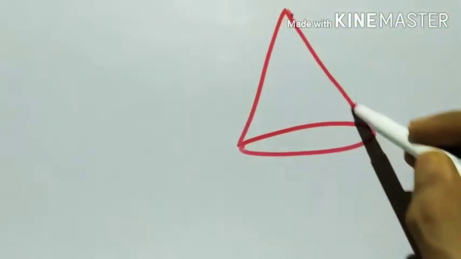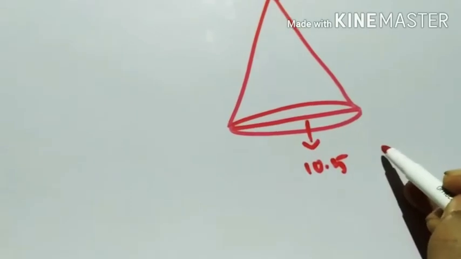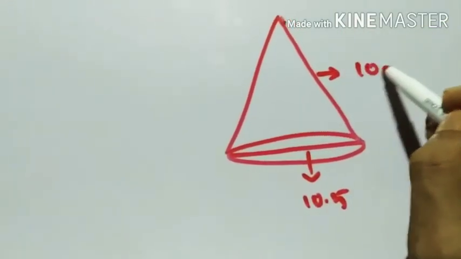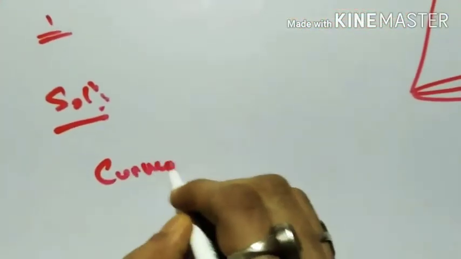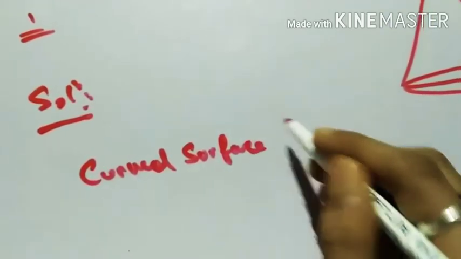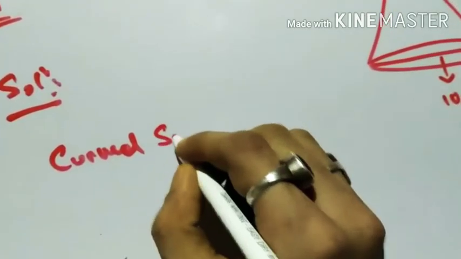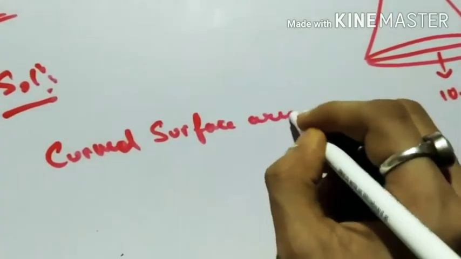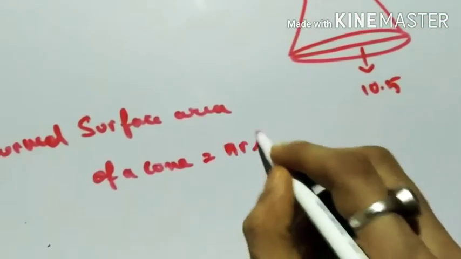So one cone is there whose base diameter is given as 10.5, and this is called the slant height. Slant height is given as 10 centimeter. I have to find its curved surface area. So therefore, in the solution, we know that the curved surface area of a cone is pi RL.